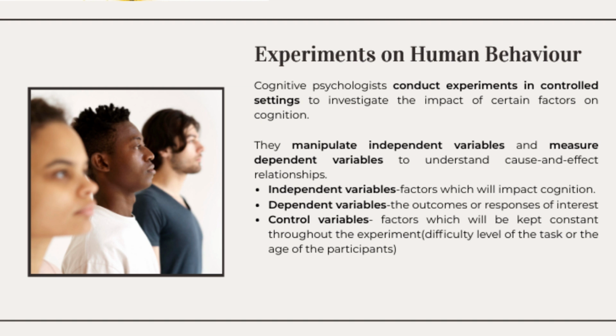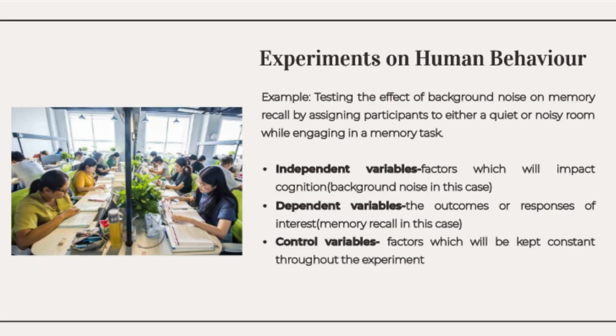And when these requisites are met, cognitive psychologists can draw meaningful conclusions about the probable cause and effect relationship between the independent variable, that is the factor being manipulated, and the dependent variable, that is the outcome being measured, within the given population. So to illustrate this concept in a relatable way, let's consider an example.